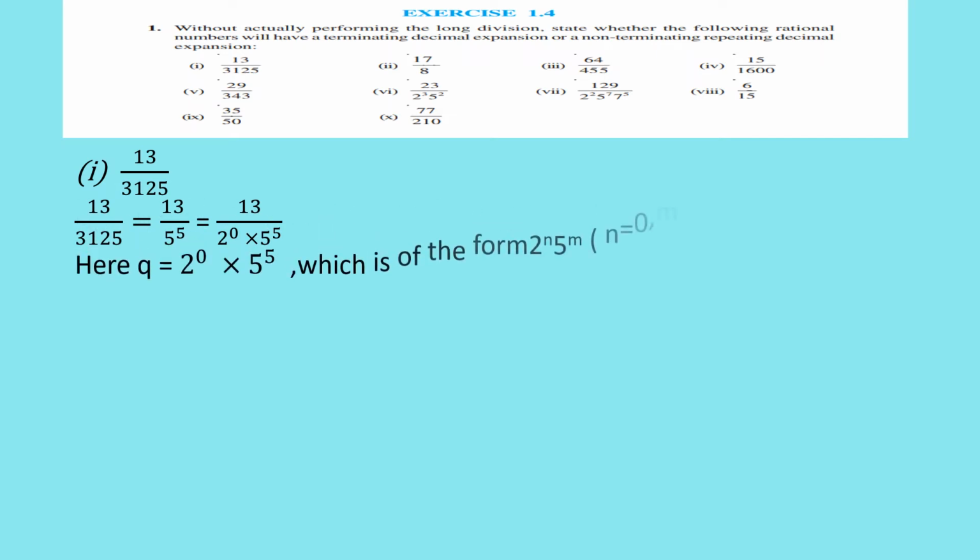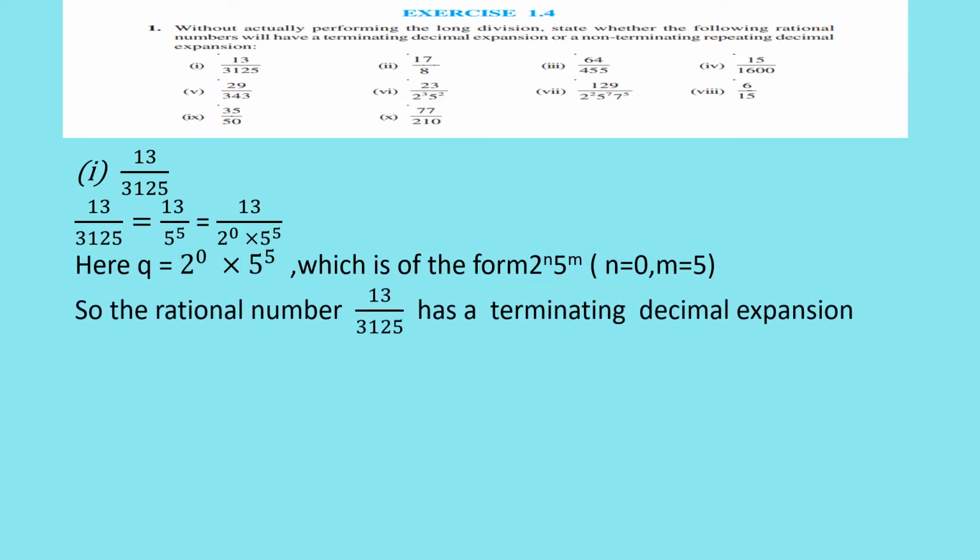If you are multiplying with 1, it doesn't make any difference. So q equal to 2 raised to 0 multiplied by 5 raised to 5, which is of the form 2 raised to n, 5 raised to m, where n equal to 0 and m equal to 5. So the rational number 13 upon 3125 has a terminating decimal expansion. Moving to question number 9, 35 upon 50. So if you are having any common factors in the numerator and denominator, you have to cancel. So you are getting 5 as a common factor in both 35 and 50. So it is 7 upon 10.